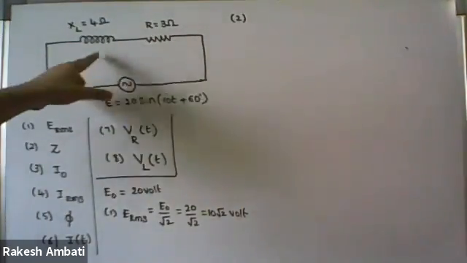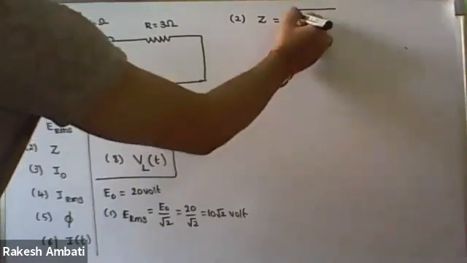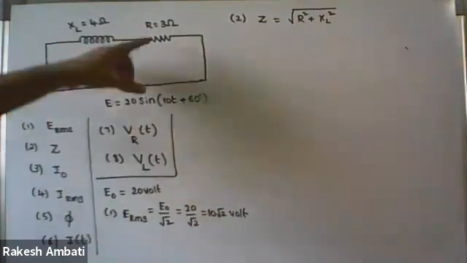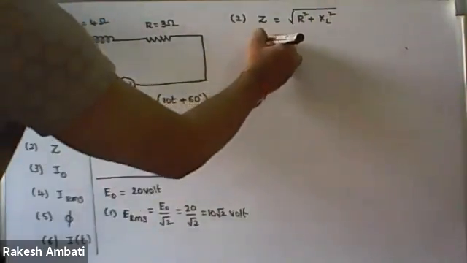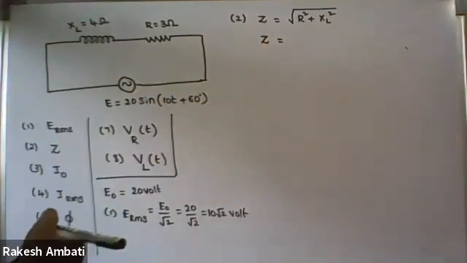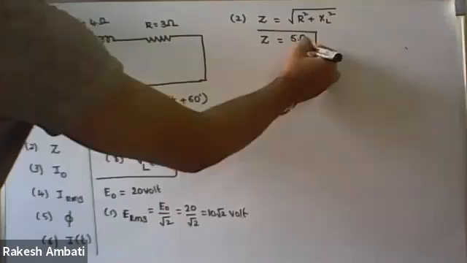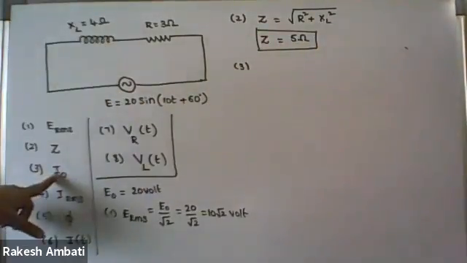Now second question is, we have to find the Z. It is LR circuit. In LR circuit, how to find the Z value? Root over R square plus XL square. We have R is given already, XL is given already. By simplifying, Z equal to 5. Second question completed.